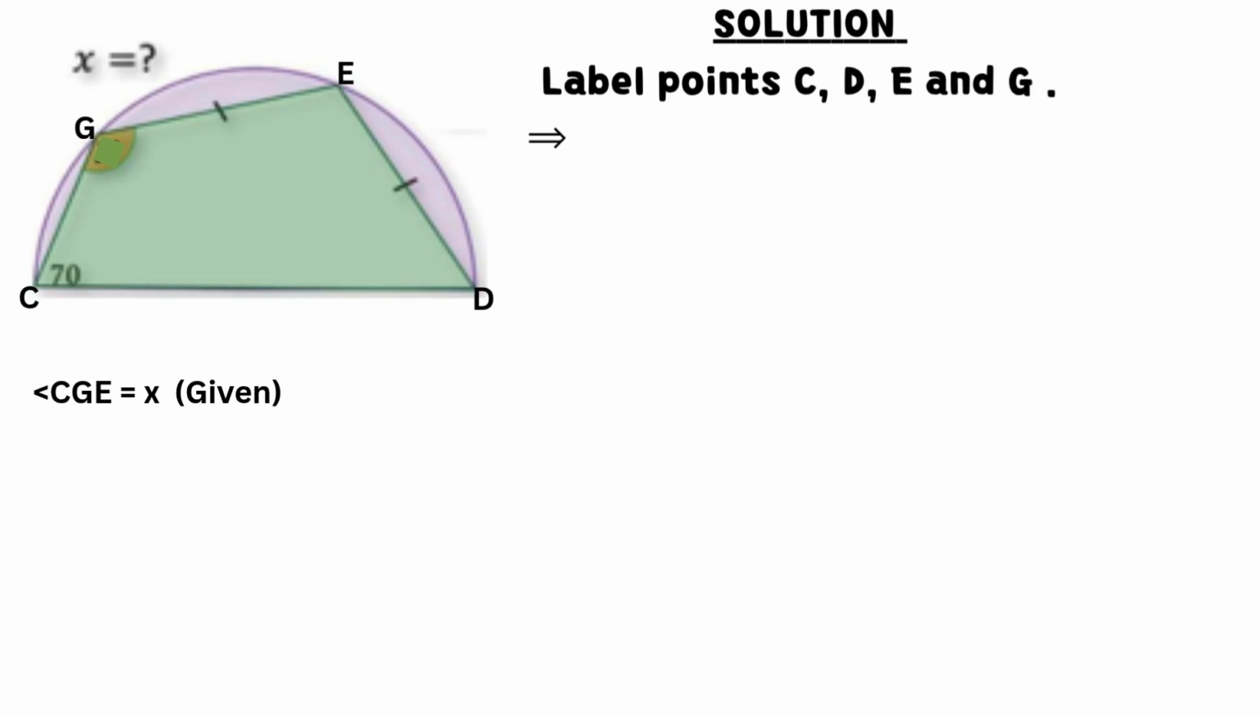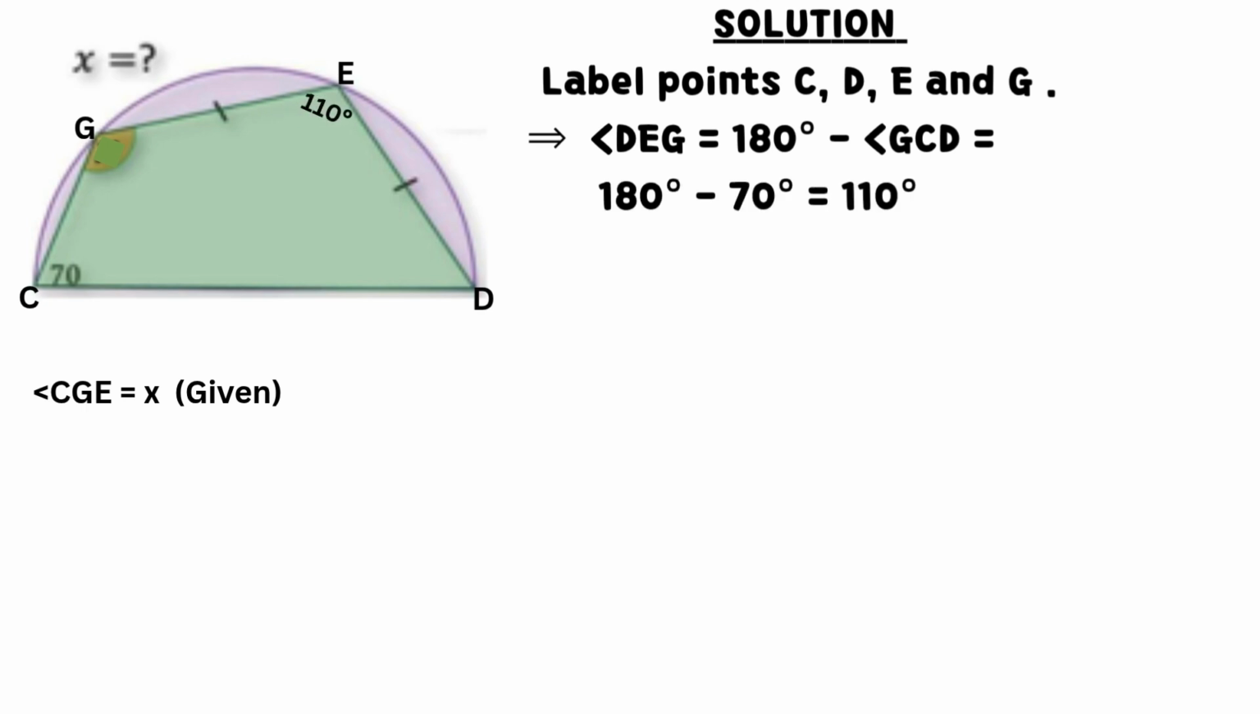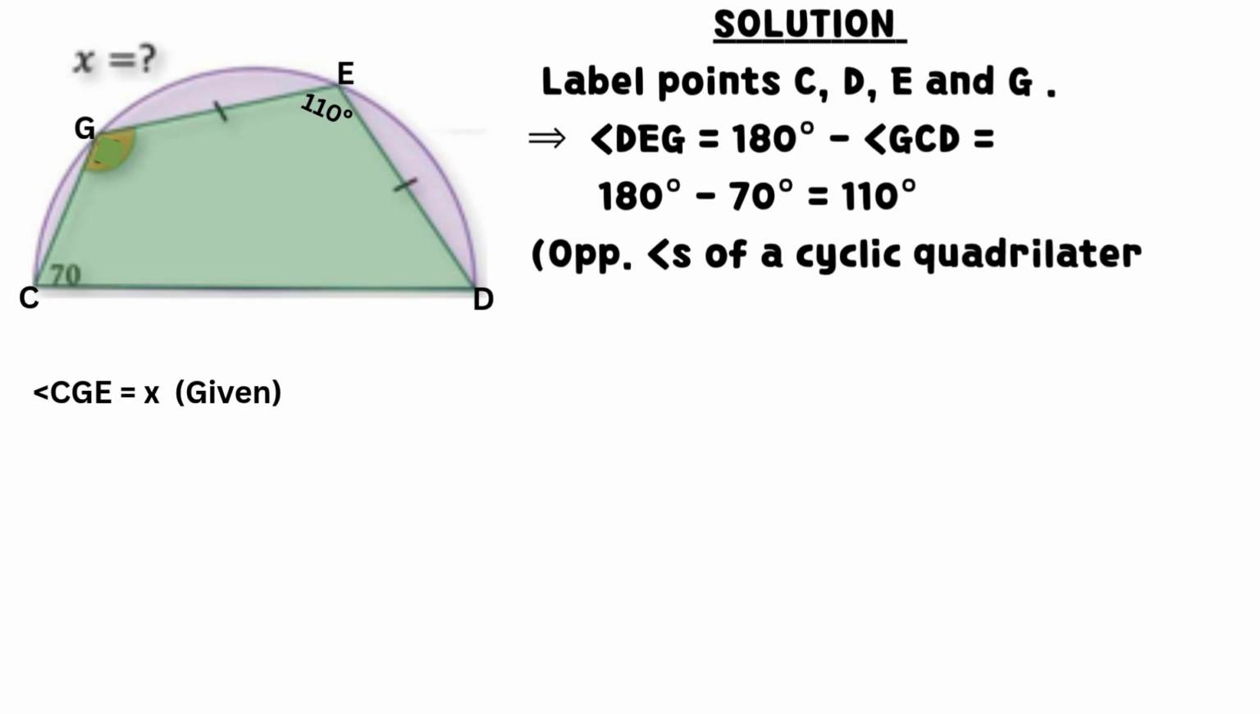Label points C, D, E, and G. It implies that angle DEG equals 180 degrees minus angle GCD, which equals 180 degrees minus 70 degrees. The result simplifies to 110 degrees. This is because the opposite angles of a cyclic quadrilateral are supplementary.